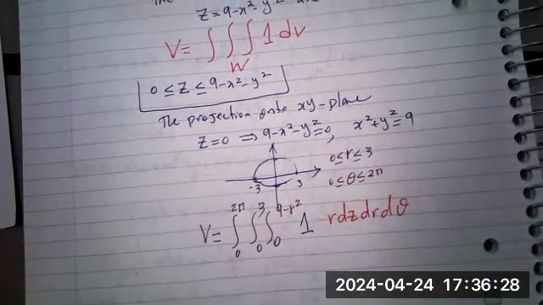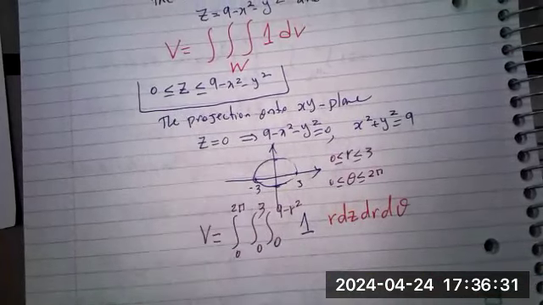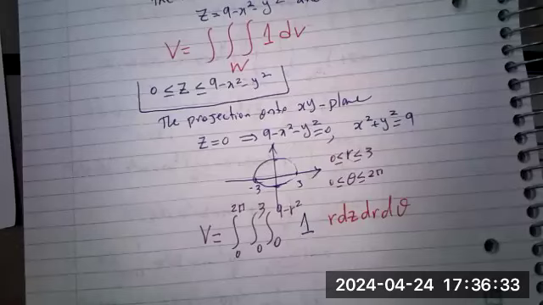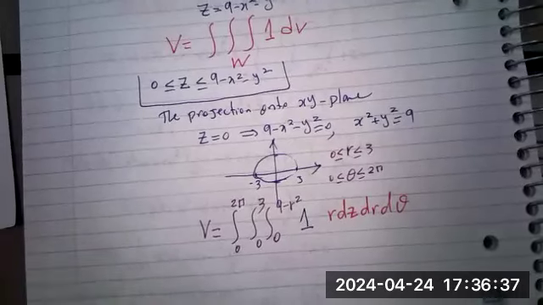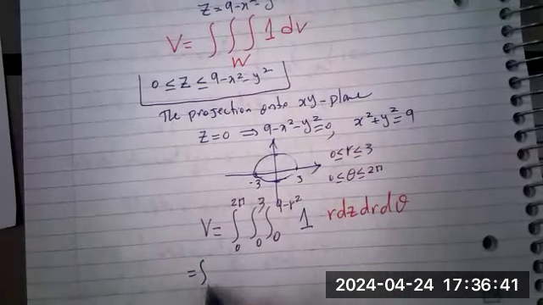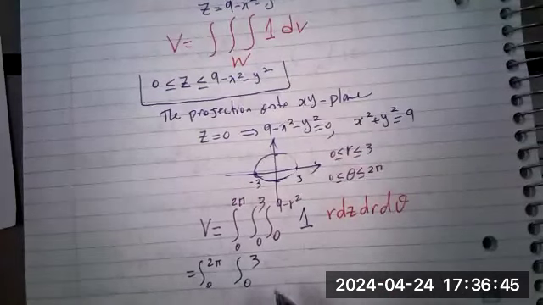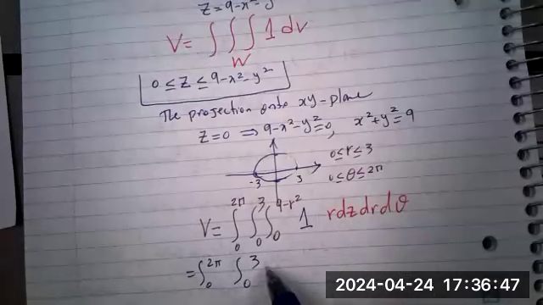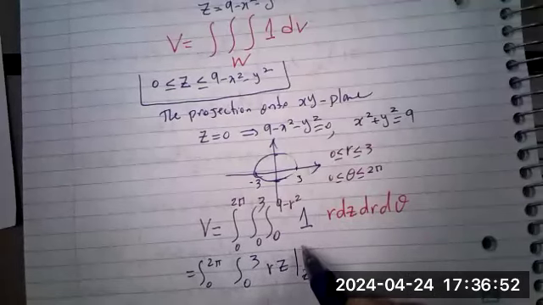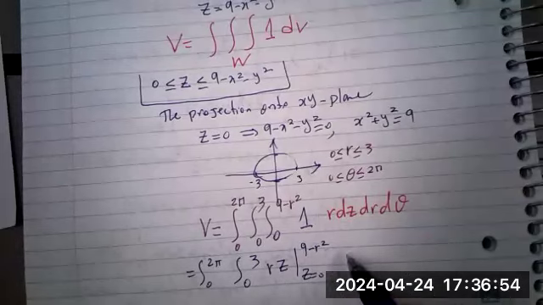Again, be careful. If this z is not 0, you have to find the intersection first. Your circle would be different. The integral is very easy now because you integrate with respect to z first. So that gives you 0 to 2 pi, 0 to 3, and integrating gives r z, with z going from 0 to 9 minus r squared. Then you come back and you get the dr dθ.